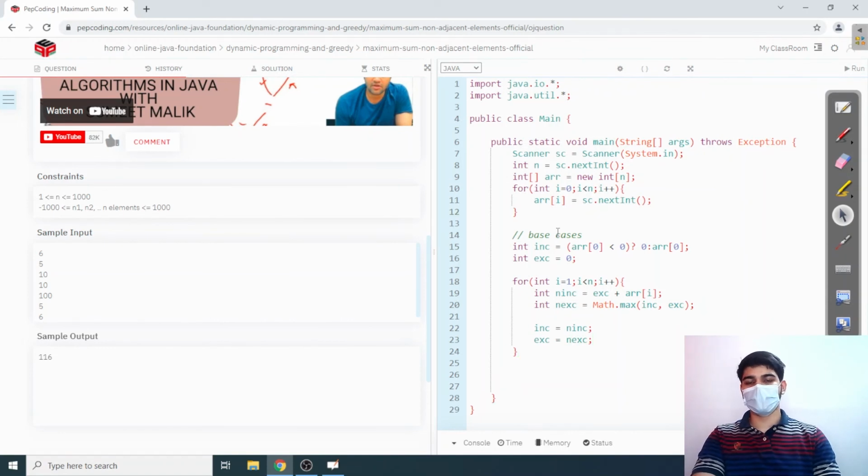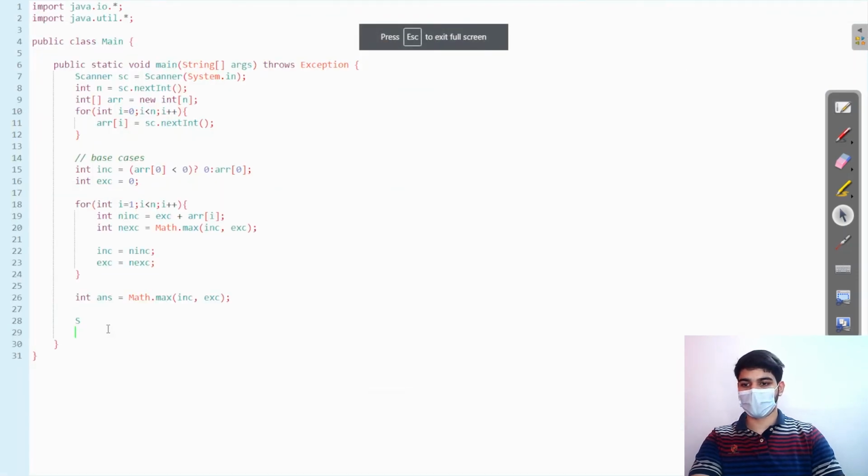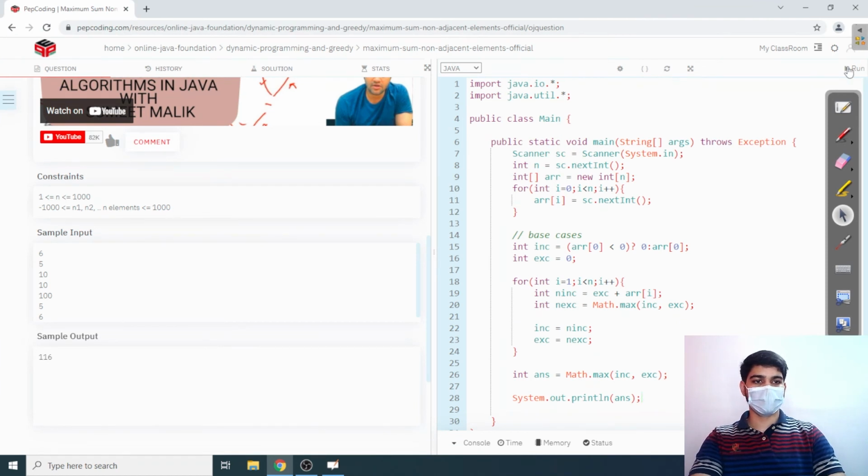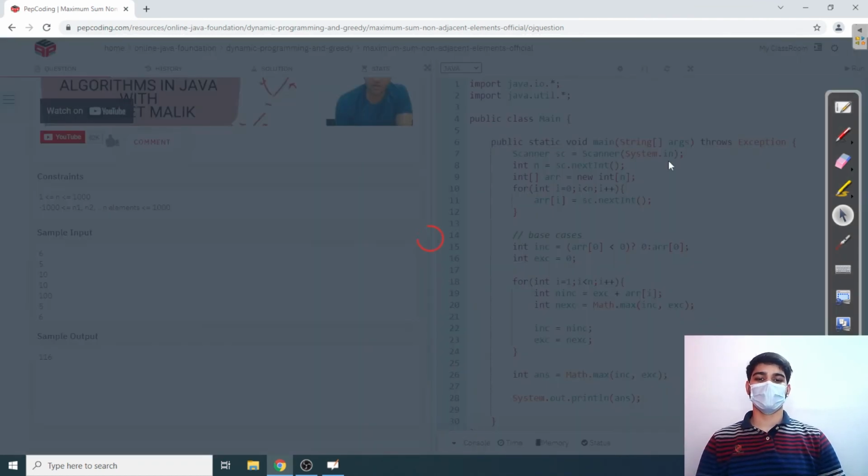And at the end of this traversal, our answer would be Math.max of the inclusion as well as exclusion. And if we take this in full screen and print this with System.out.println, here we print the answer, then we should get this correct. So let's run this.